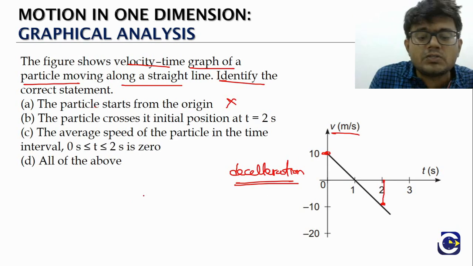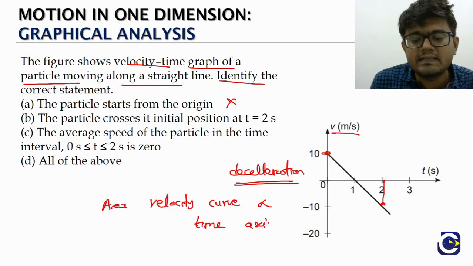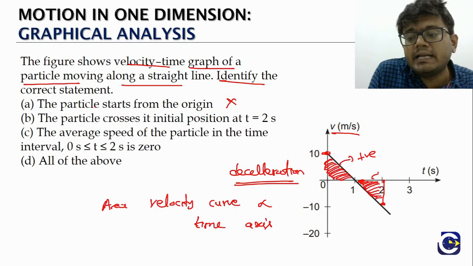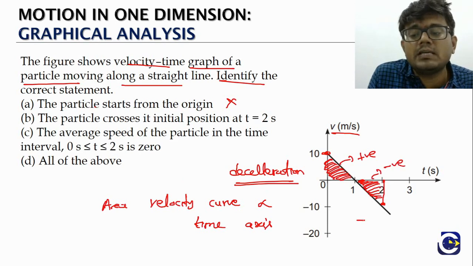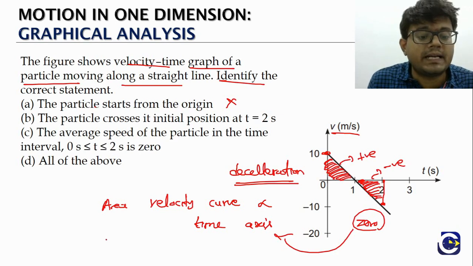The corresponding marking on the velocity graph is -10. So if you see the area between the velocity curve and the time axis, this is the area, right? From t equal to 0 to t equal to 1, we see this is a positive area. From t equal to 1 to t equal to 2, an identical but negative area. So the overall area will be 0. What is the area going to represent? It will represent the overall displacement.